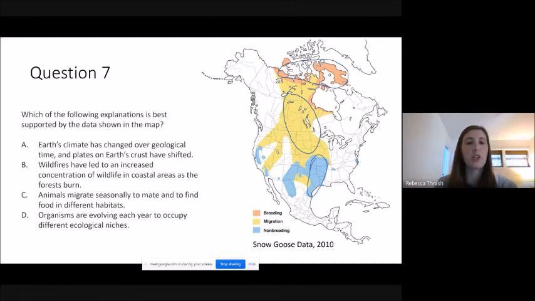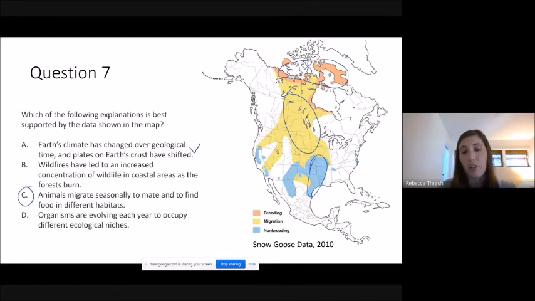Earth's climate has changed over geological time, and plates on Earth's crust have shifted. That's a true statement, but that doesn't have anything to do with this map. Wildfires have led to an increased concentration of wildlife in coastal areas as the forests burn. That may also be true, but we're not given any information in the map about that. Animals migrate seasonally to mate and to find food in different habitats. Okay, that might be our answer.